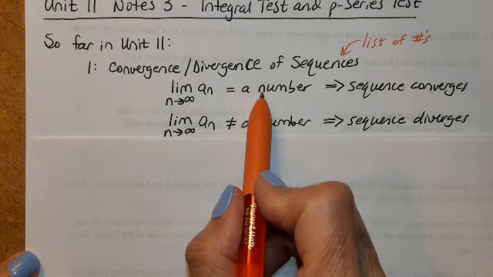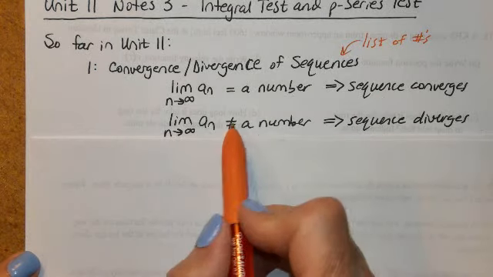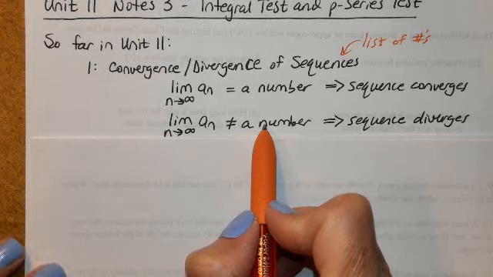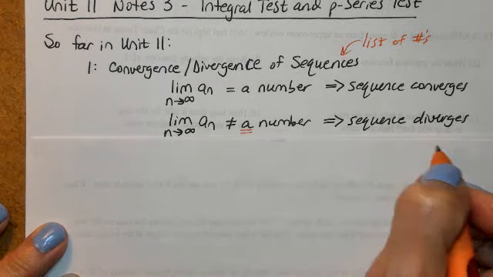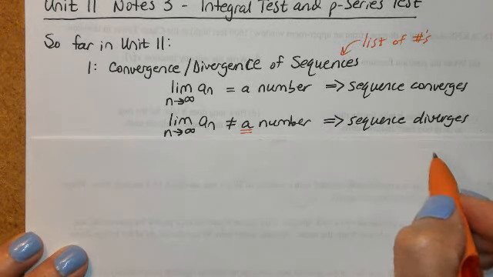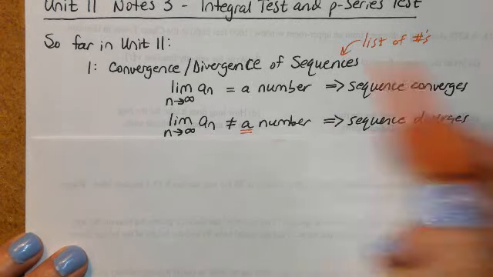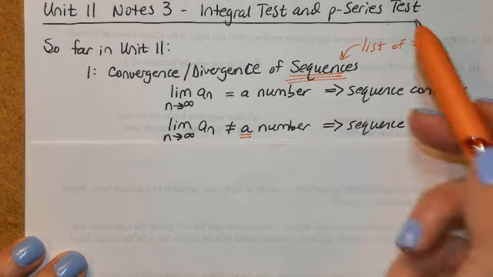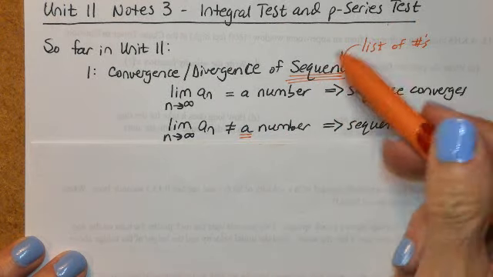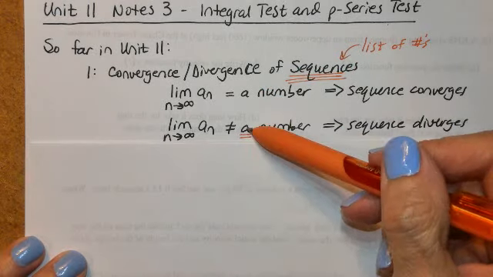If you get a number, then the sequence converges. If you do not get a number, so if you get infinity, negative infinity, or more than one number, the key is a number, not some numbers, then the sequence diverges. Okay? And that's it. There's no other test for convergence, divergence of sequences. I stress that because sometimes when we start doing a lot of tests for series convergence, kids forget about sequences. This is the only thing you do for sequences.